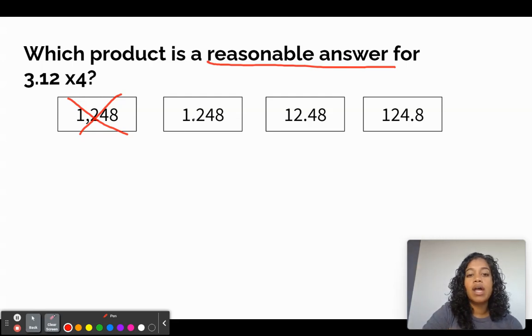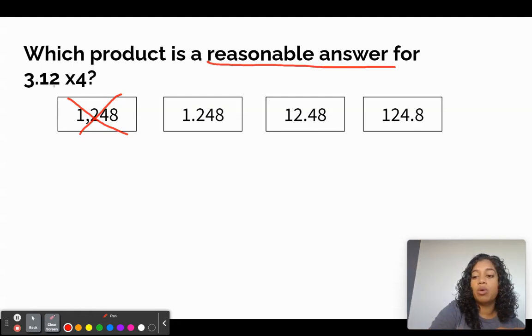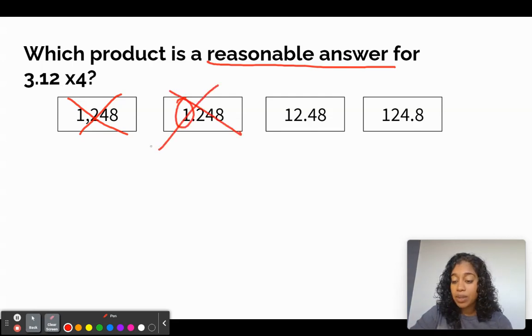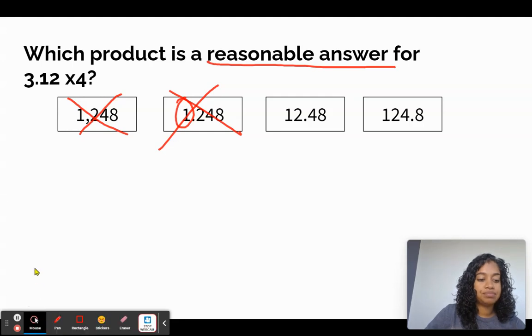Now I'm looking at 1.248. That's not going to be the answer because I am combining 4 copies of 3.12, and 1 is smaller than 3. So I know that's not going to be it. So now we can go ahead and look at 12.48 and 124.8. Okay, so let's go ahead and multiply using the area model method.